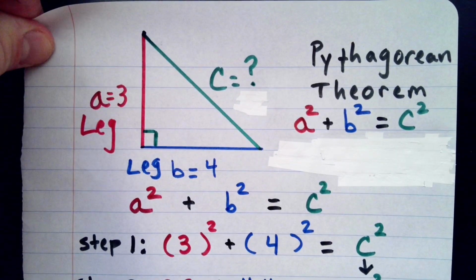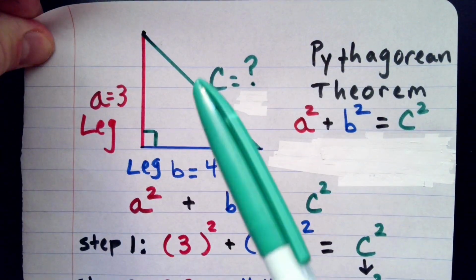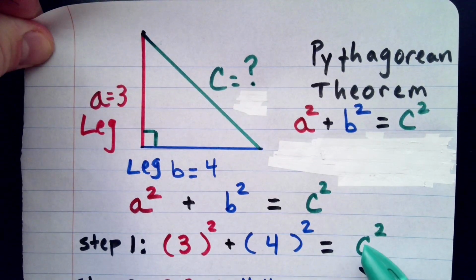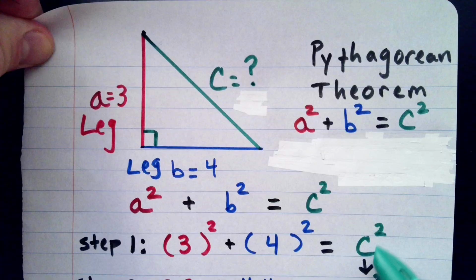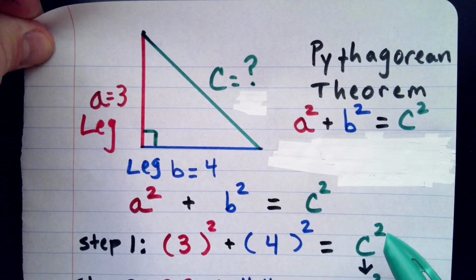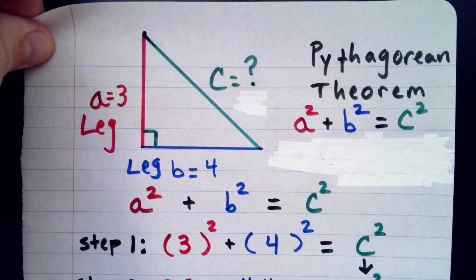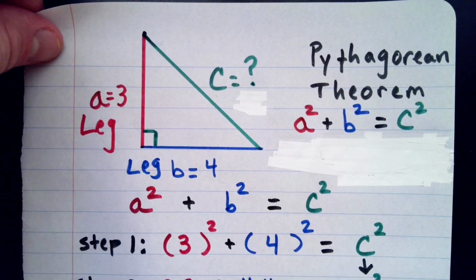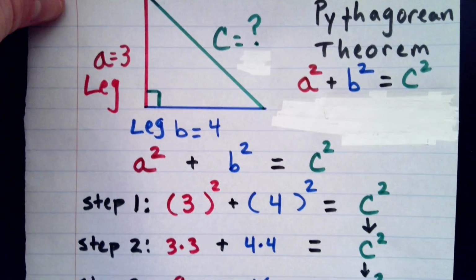And by the way, in order to get the value of c, we have to free up the term c from this power of 2 by doing the opposite, which is the square root. And that'll come a little bit later towards steps 5 and 6. So again, first step, substitute those values.